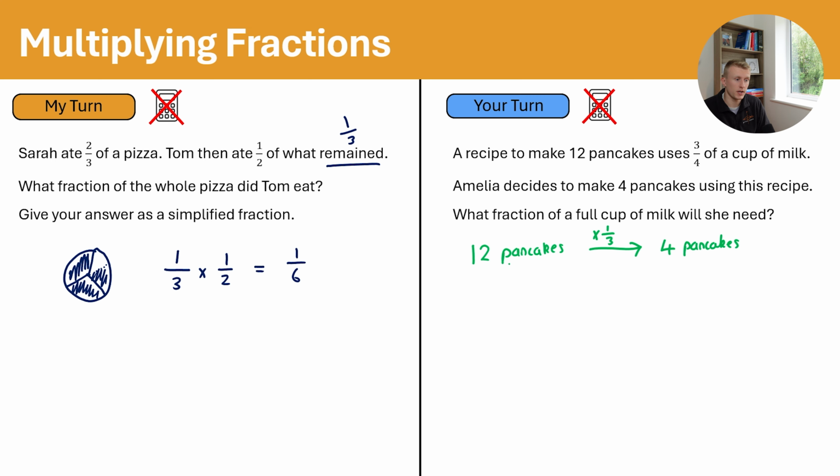And what we can then do is use the fact that we know 12 pancakes requires 3/4 of a cup of milk. And because we want to make 1/3 the amount of pancakes, we're only going to need 1/3 the amount of milk. So we'll do 3/4 multiplied by 1/3. Let's do that down here. 3/4 multiplied by 1/3. And hopefully you can see you can do a bit of cross simplifying, divide through by your factor of 3 on the numerator and on the denominator, and you're left with 1/4. So if 12 pancakes required 3/4 of a cup, 4 pancakes only requires 1/4 of a cup.